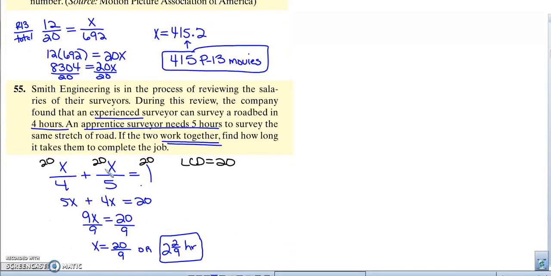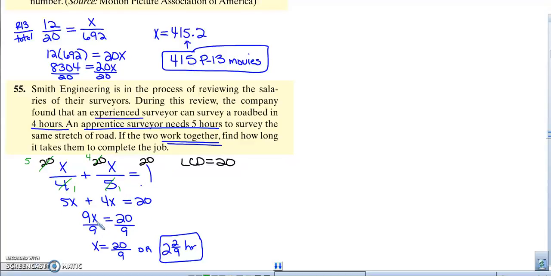So we multiply both sides of the equation by 20. Here the 4 and the 20 would cancel, giving us a 5. So that's how we're ending up with the 5x here. And here the 5 would cancel with the 20, leaving a 4. So that's how we get the 4x there. And then 20 times 1 is 20. Always remember to multiply both sides by your LCD.